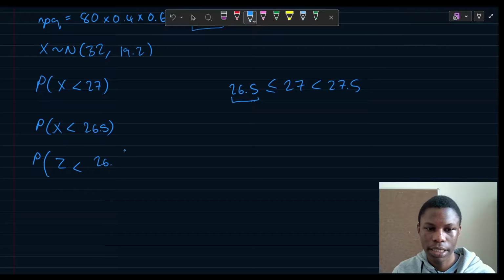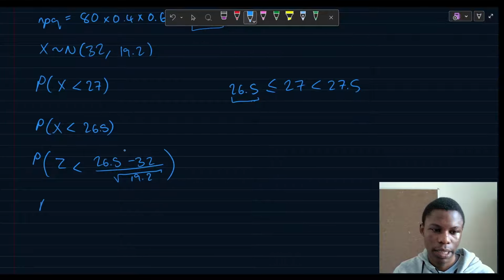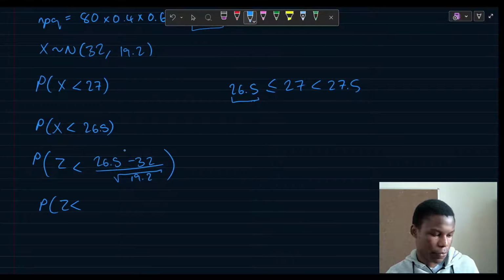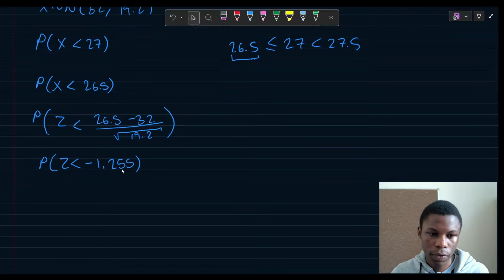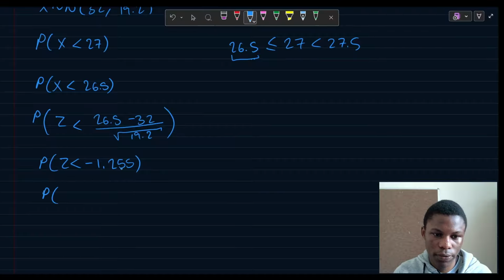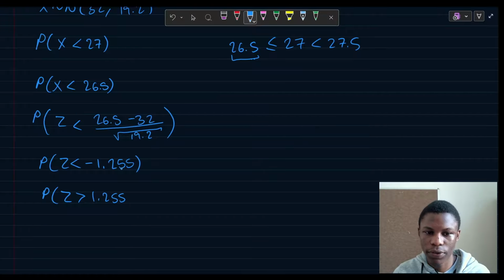So less than 26.5 minus our mean, which is the 32, divided by the square root of our variance. Punch this into your calculator. This is 26.5 minus 32 over the square root of 19.2. And that's less than negative 1.255. And again, I want to make this positive, so I have to flip the sign. It becomes greater than, and that's positive 1.255.